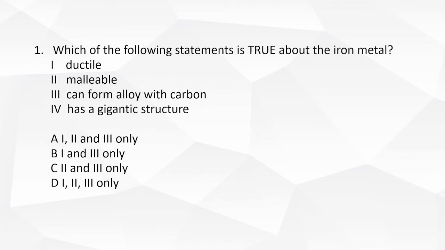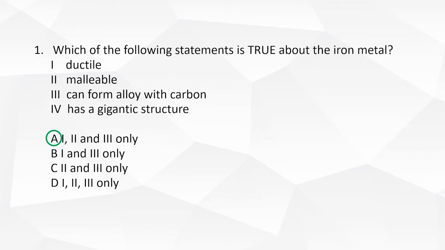Which of the following statements is true about the iron metal? First is ductile, second is malleable, third is can form alloy with carbon, and last one is having gigantic structure. What is your answer? Okay, the correct answer will be A, which is 1, 2, and 3 only.